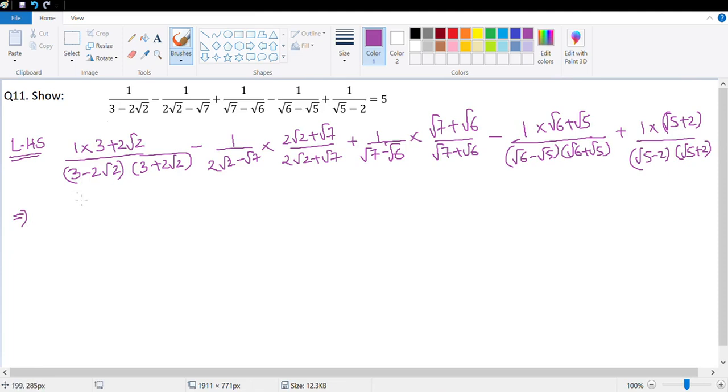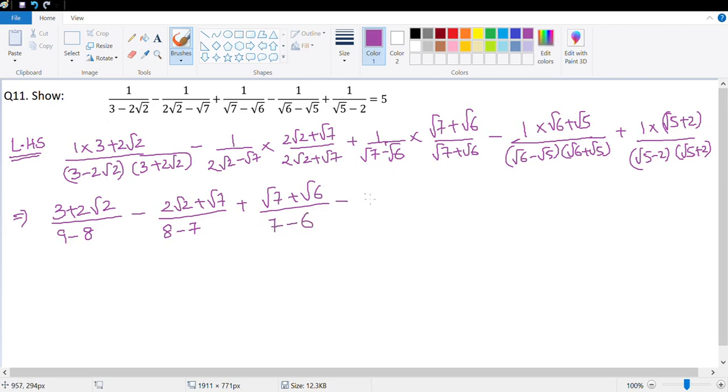So this becomes 3 plus 2 root 2 upon x minus y into x plus y, that's x square minus y square, in this case 8, minus 2 root 2 plus root 7 upon x square, that's 4 into 2, 8, minus y square, that's 7. This is plus root 7 plus root 6 upon root 7 square, that's 7, minus root 6 square, that's 6. Minus, this is root 6 plus root 5 upon 6 minus 5 plus root 5 plus 2 upon 5 minus 4. Now the denominator in all the cases is 1.